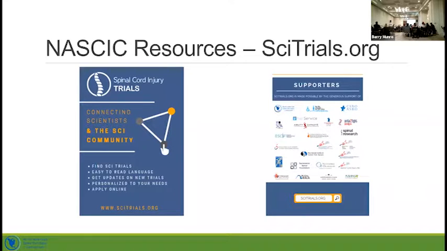Going on to clinicaltrials.gov is all different diseases, so it's really hard to filter things down. Putting up a lay language overview of the trial. You can actually personalize based on different outcomes that you think are important or different strategies that you're interested in. You can receive updates on those trials, so you can personalize it to your needs. And then lastly, you can click on a button to apply for the trial.